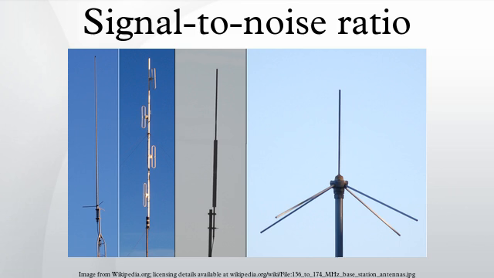Signal-to-noise ratio is a measure used in science and engineering that compares the level of a desired signal to the level of background noise. It is defined as the ratio of signal power to the noise power, often expressed in decibels. A ratio higher than 1:1 indicates more signal than noise. While SNR is commonly quoted for electrical signals, it can be applied to any form of signal.